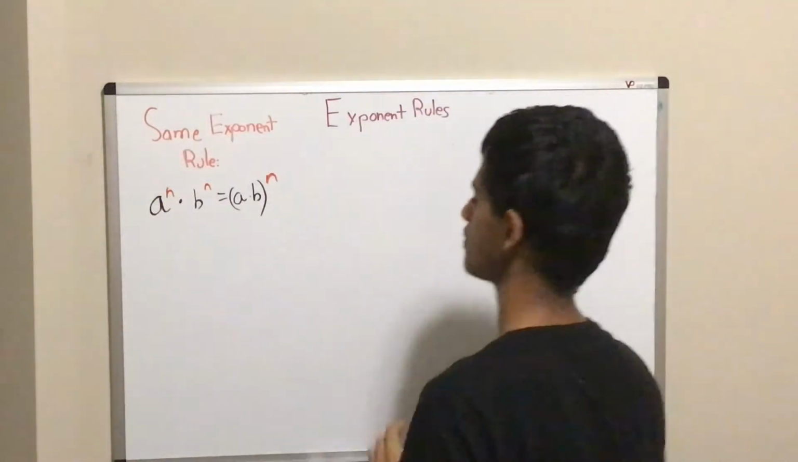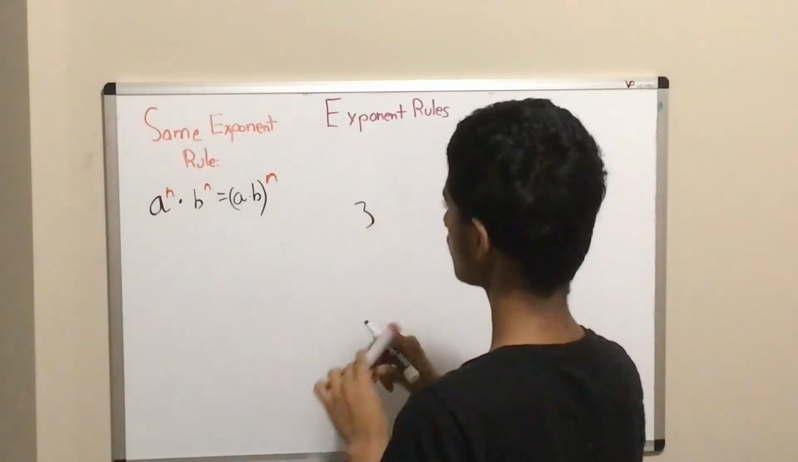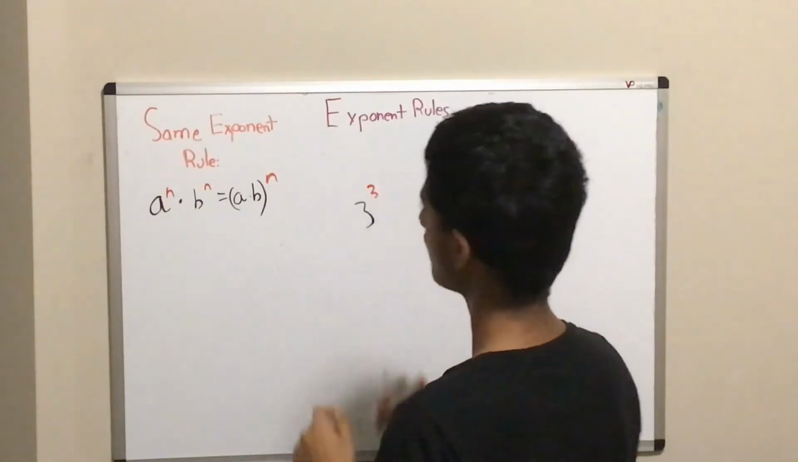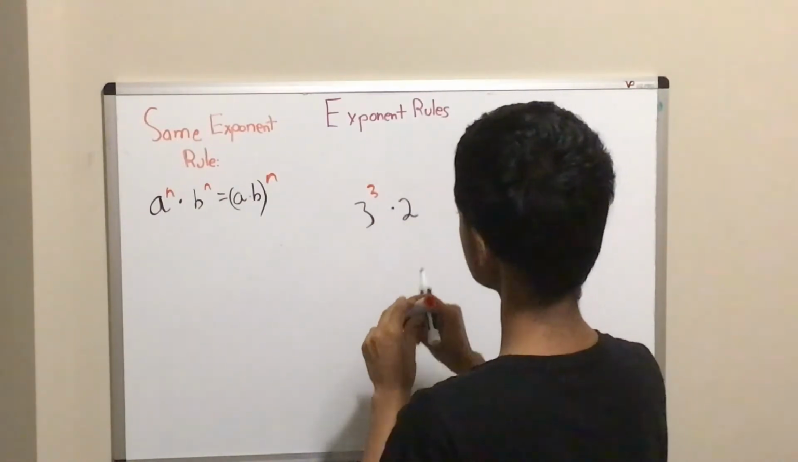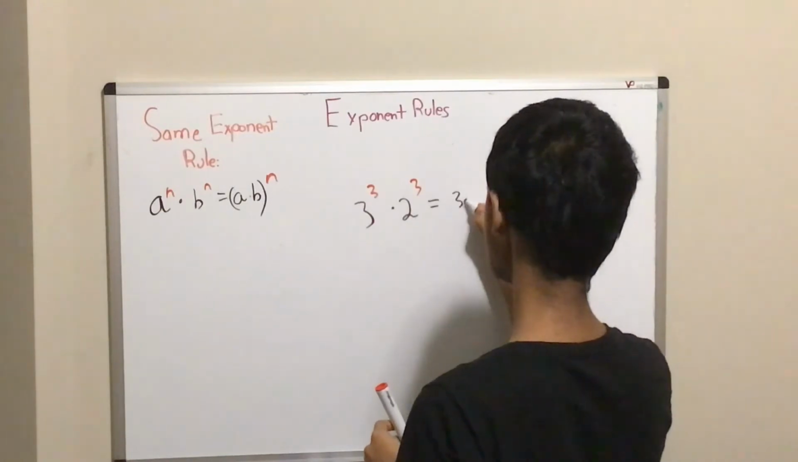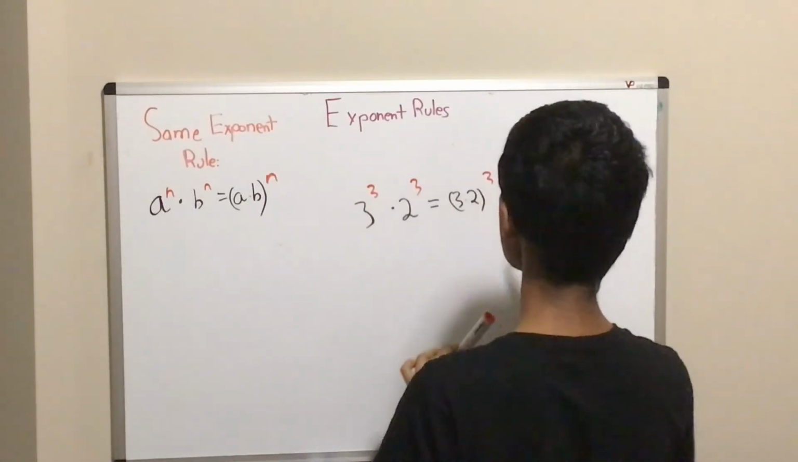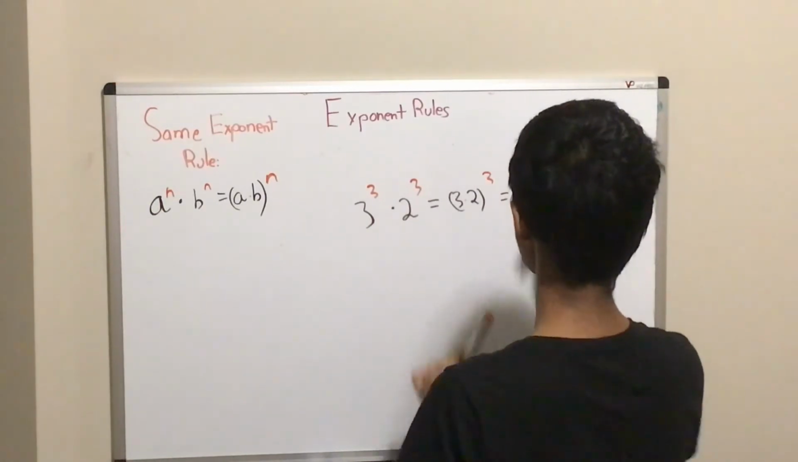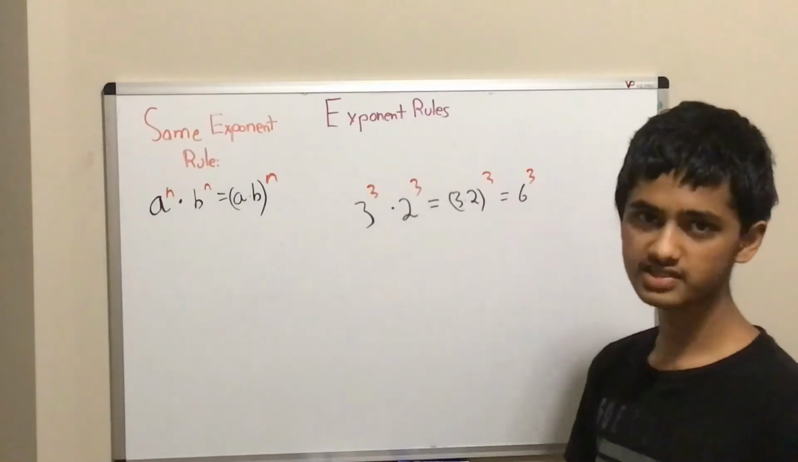So let's say that we keep a as 3, and we're going to keep n as also 3. And let's say we have b as 2, and n stays the same. So 3 to the power of 3 times 2 to the power of 3 is going to be the same thing as 3 times 2 to the power of 3, which is going to be the same thing as 6 to the power of 3. So now let's see why exactly that works.